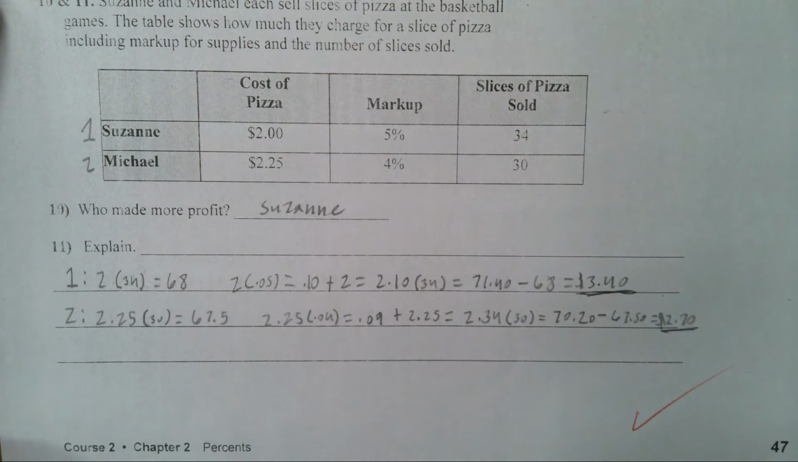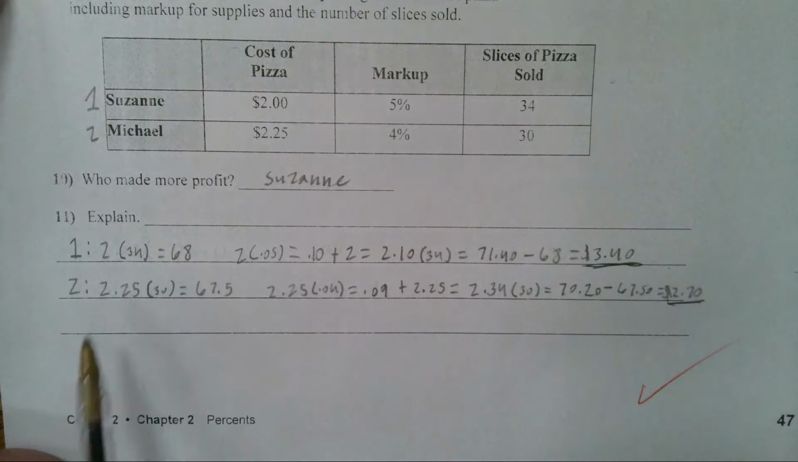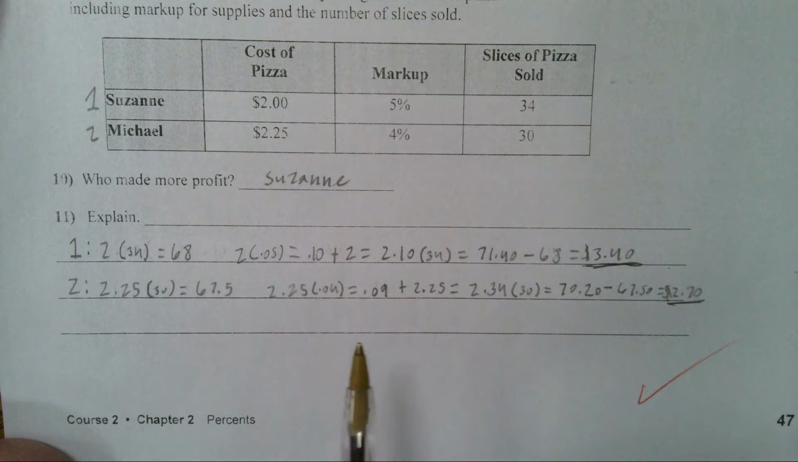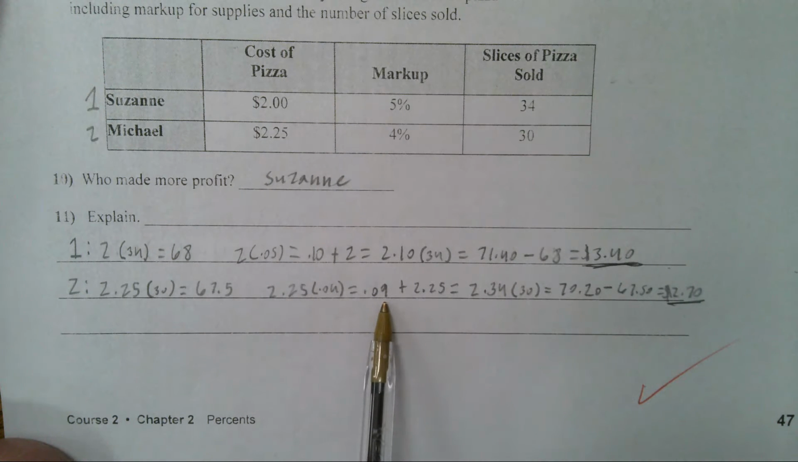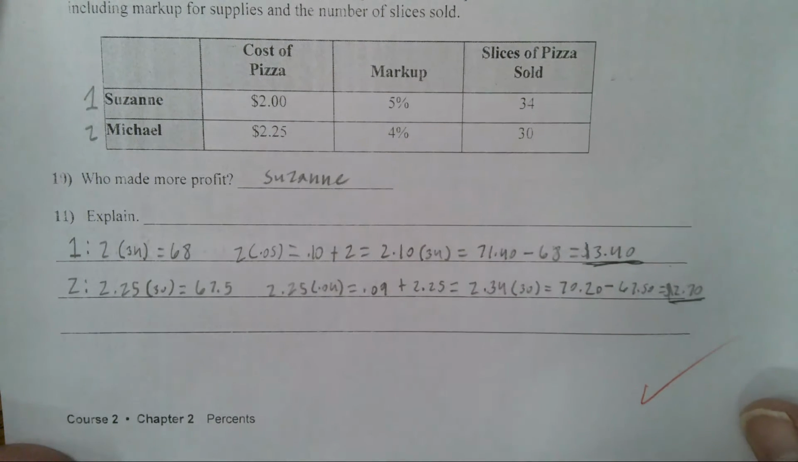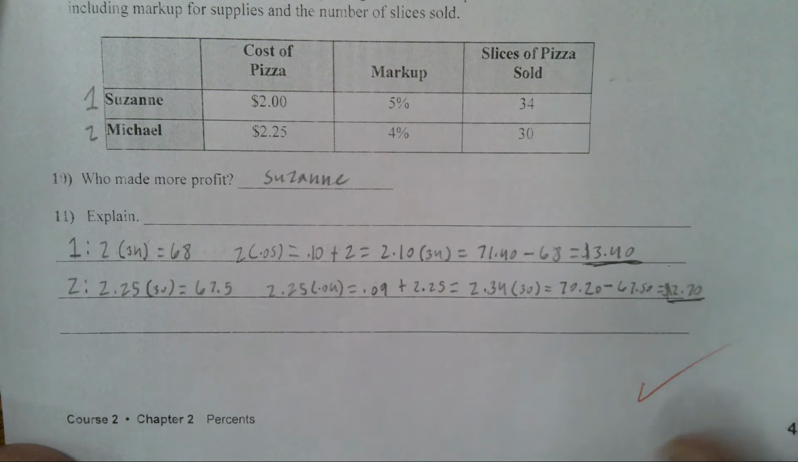Now in the next person, you take $2.25 times 30, which is going to cost $67.50 to get the materials for the pizza. The markup is 4%, 0.04. So they're going to charge 9 more cents than what it costs to make the pizza. So they're going to charge $2.34 times 30. This person's only making $2.70. So it's easy to see that Suzanne made more of a profit. All right, any questions on this page? If you saw these questions, you could get them right. Okay, let's go to the next page.